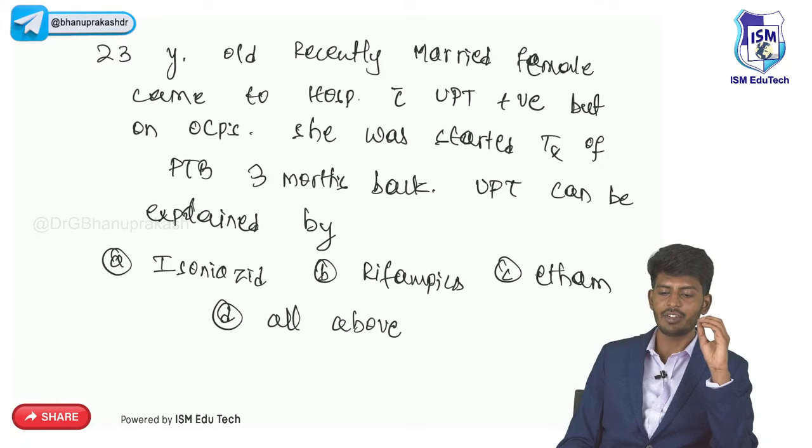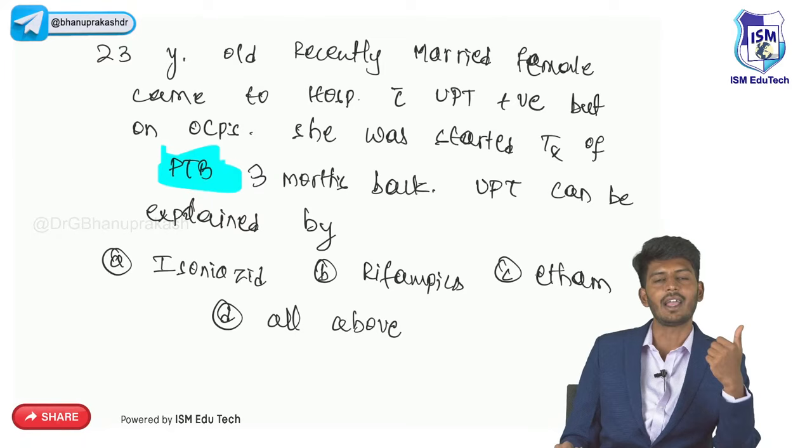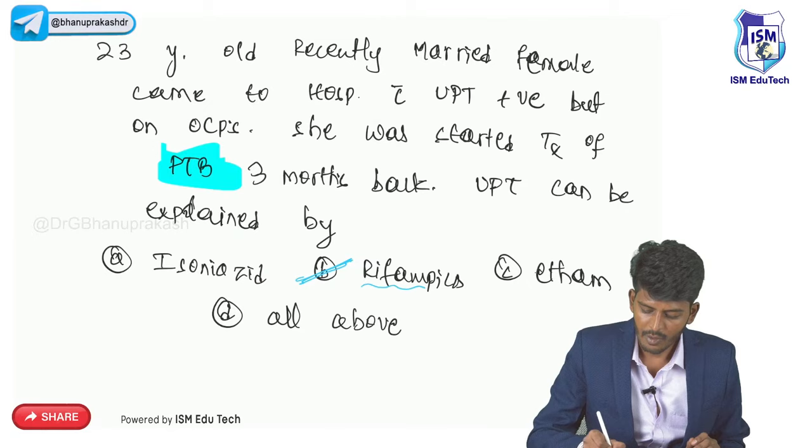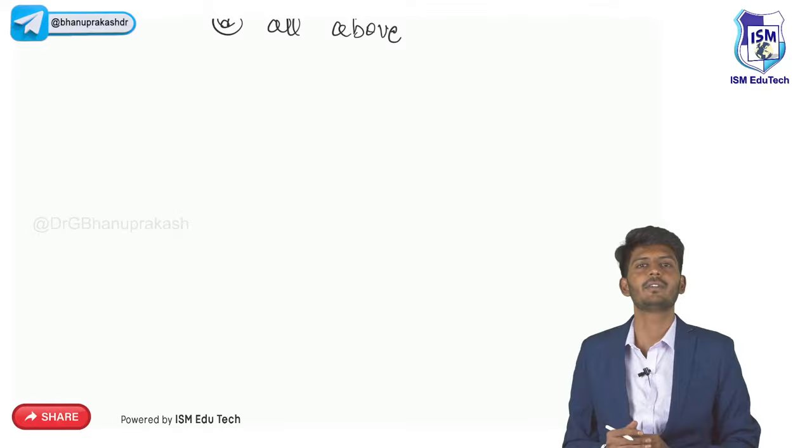So TB treatment consists of what? Four drugs: isoniazid, rifampicin, ethambutol, pyrazinamide. Among these drugs, which can explain the condition? This can be explained by your correct answer. Very good. Rifampicin. What does rifampicin do? Rifampicin will induce the metabolism of other drugs.